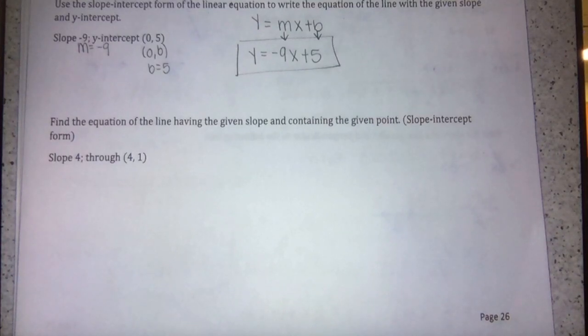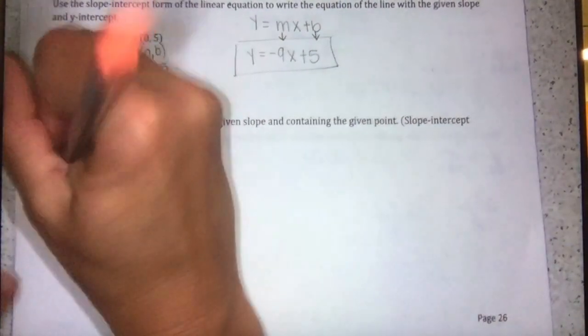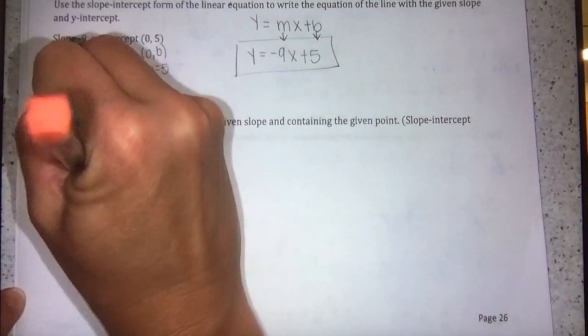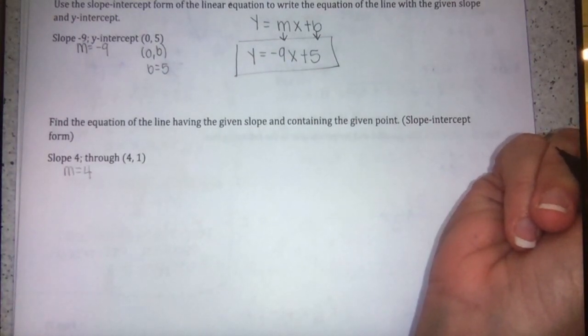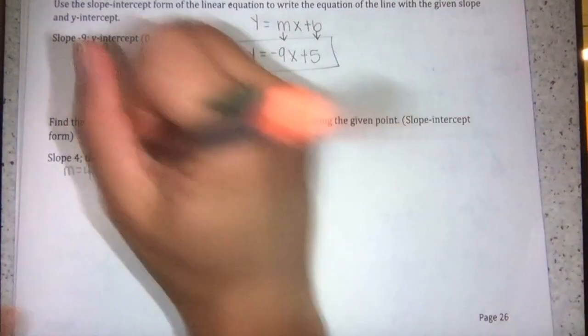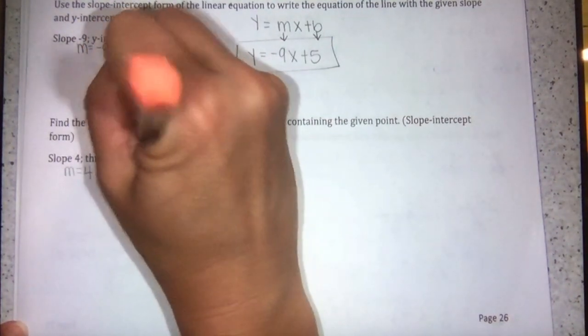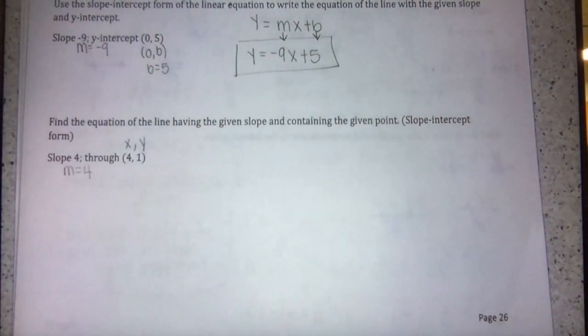So next example, write the equation of the line having the given slope containing the given point. And we're going to write our answer in slope-intercept form. This time they give us the slope, so they tell us our m value is 4. But this time they don't give us b. It just says it's through 4, 1, just one random point, a random x value and y value. So I don't know b. I need to find b.